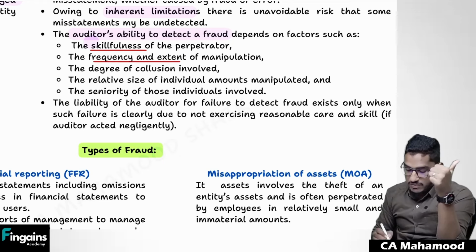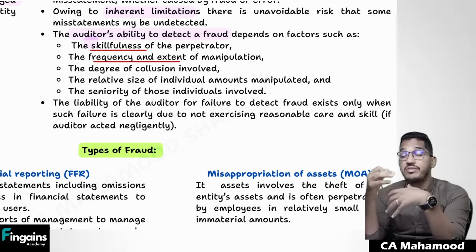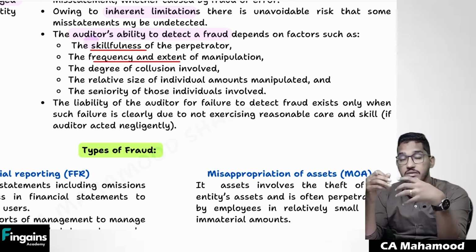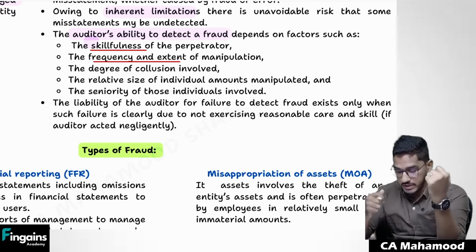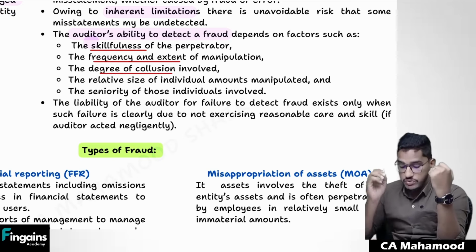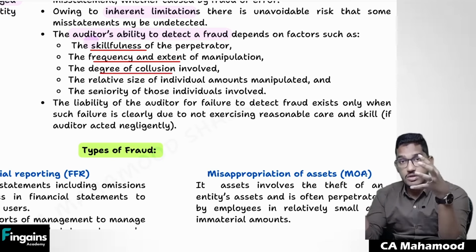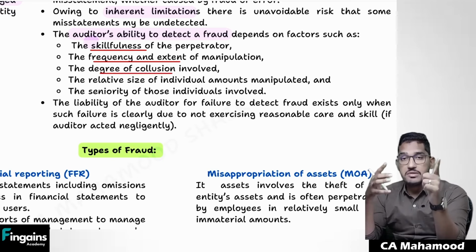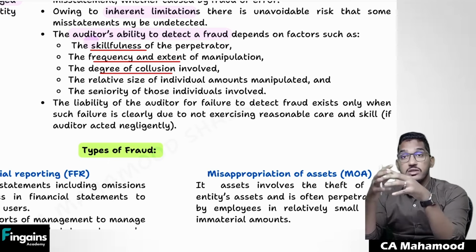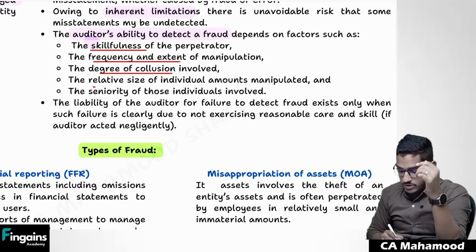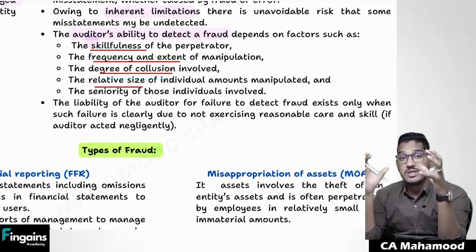It also depends on frequency and extent of manipulation, how frequently the fraud is getting committed. If the fraud is committed very frequently, somewhere it will come in my sample, and it will be easy for me to detect. It also depends on the degree of collusion, whether one person is committing a fraud or a group of persons colluded. If one individual is committing a fraud without collusion, it is easy to detect. If so many people are colluding with each other, it is very difficult to detect. It also depends on the relative size, how much amounts are getting manipulated.